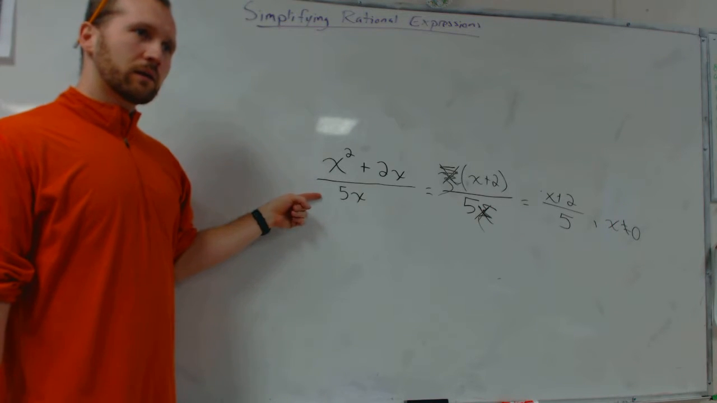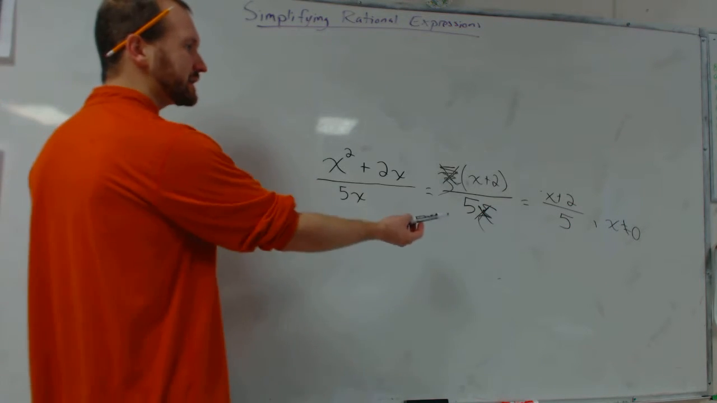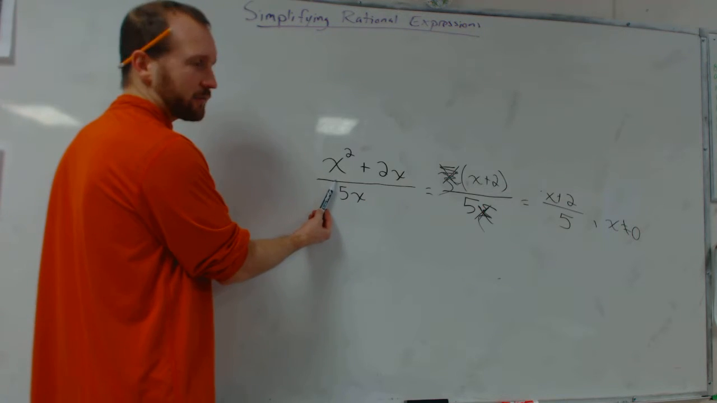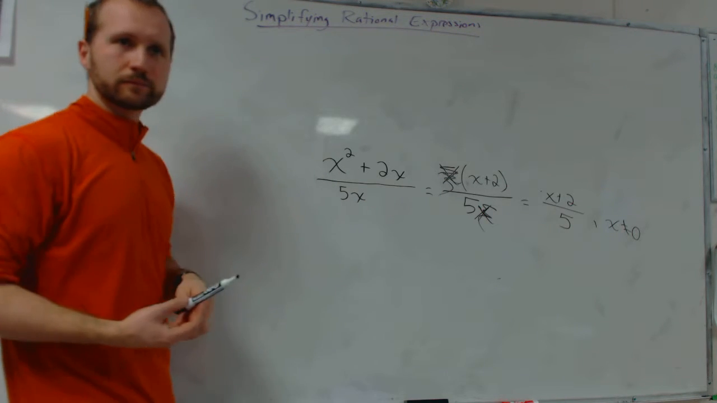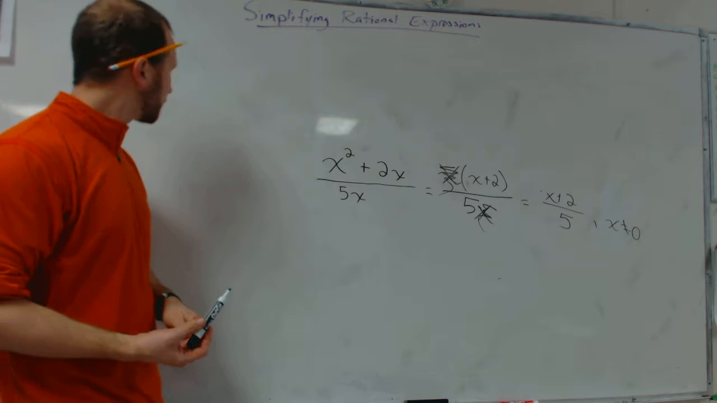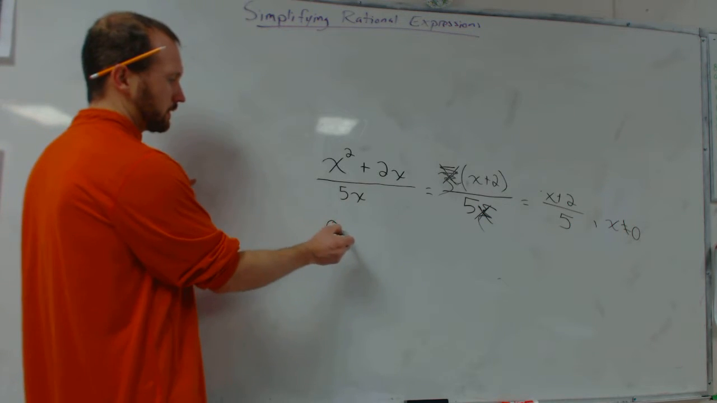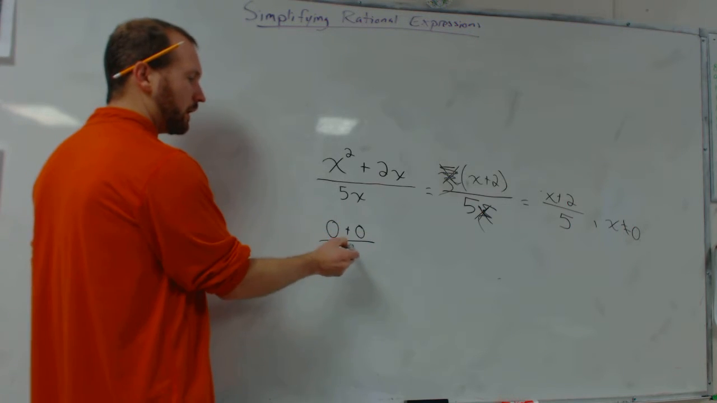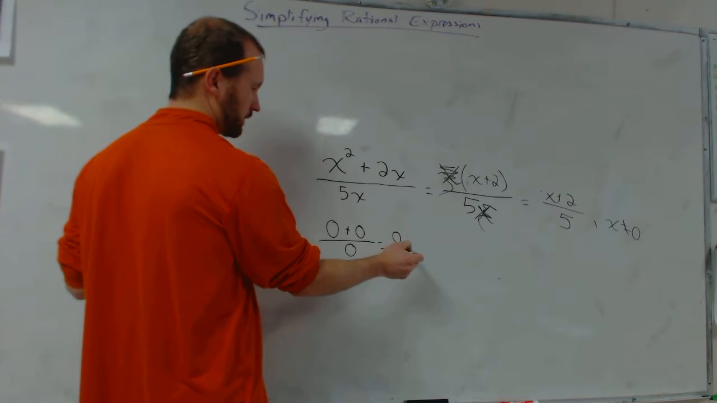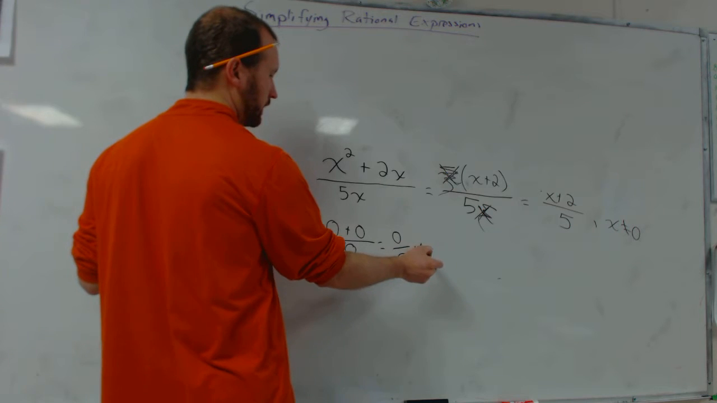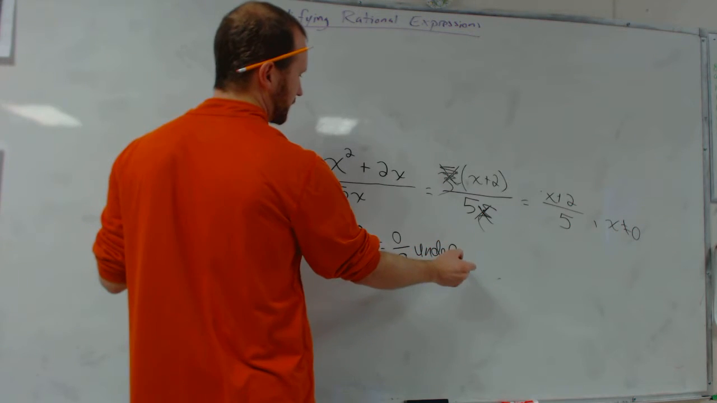Well, plug 0 into this. What do you get if you plug 0 into this? Oh, you just get 0. Because 0 times 0 plus 2 times 0 is 0. So you get 0 over 0. What is 0 over 0? That's not solvable. Undefined is what we call it.